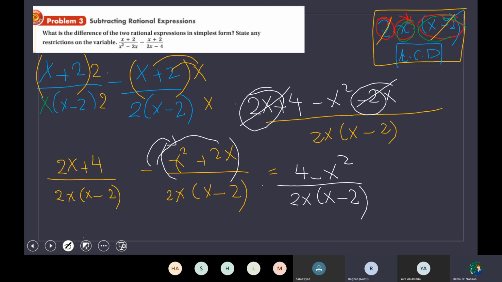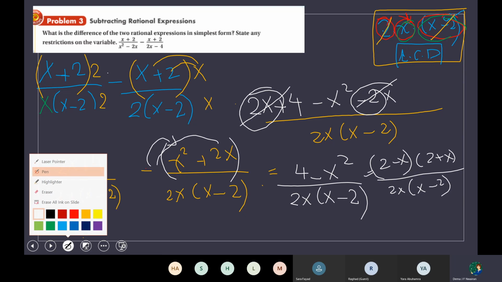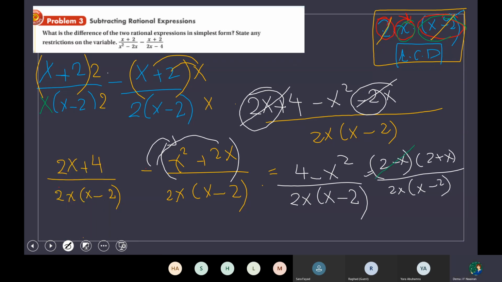Because 4 minus x squared can be rewritten as 2 minus x times 2 plus x over 2x times x minus 2. And we said yesterday that we can simplify on this one, as an example, 2 minus x with x minus 2, but with negative 1. Or you can take negative 1 as a common factor.